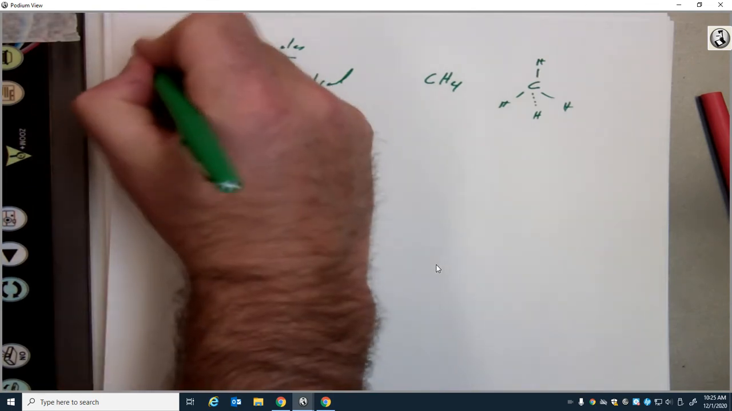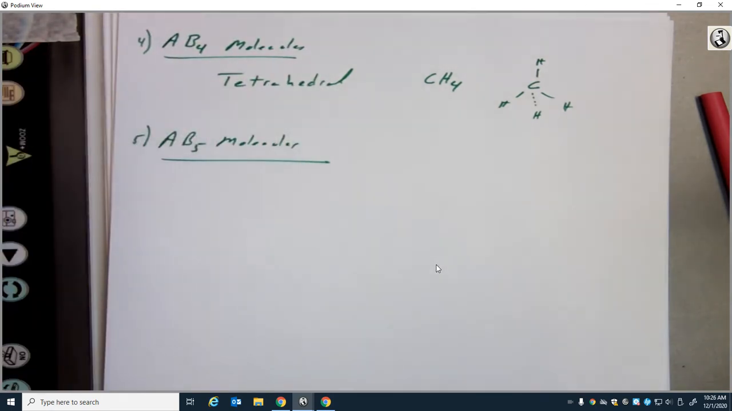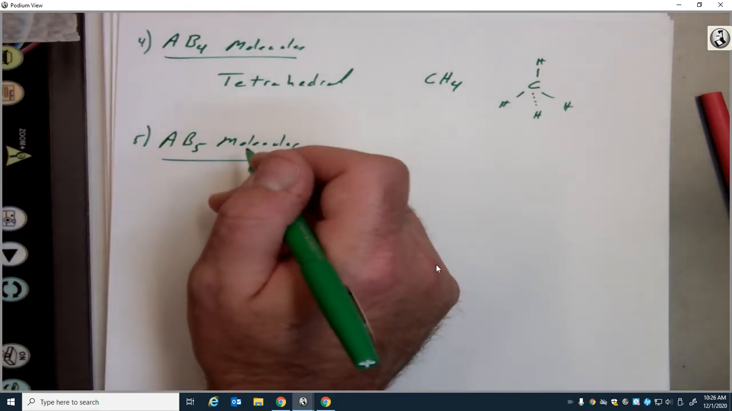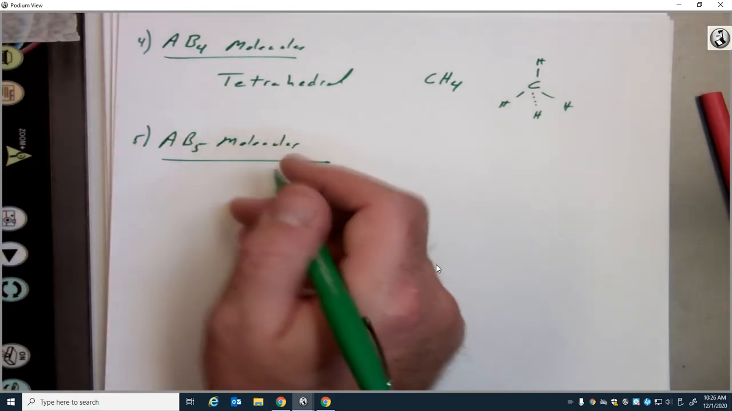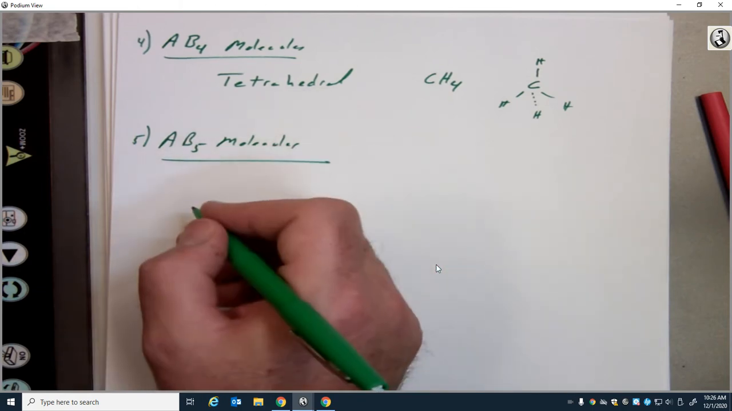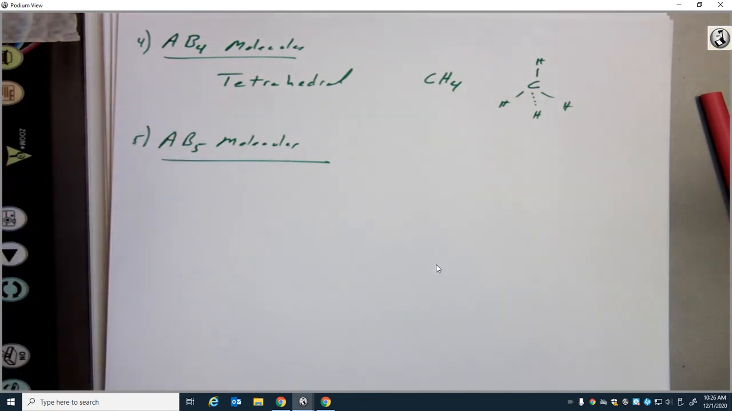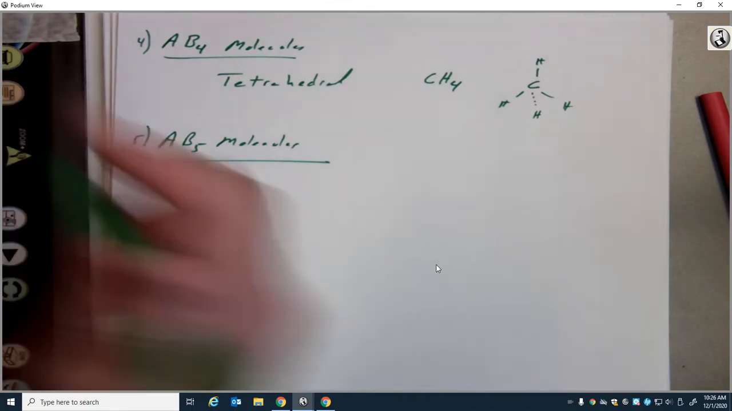We were numbering, so this was 4 and this is 5. So with AB5 molecules, these are going to be trigonal planar. Oh no, I lied. Trigonal bipyramidal.